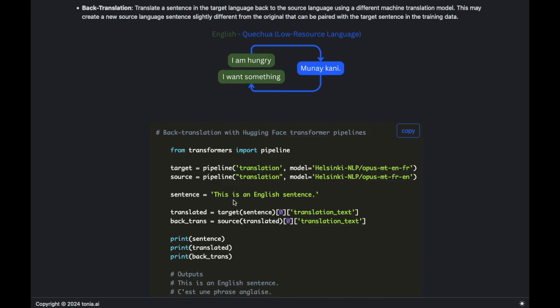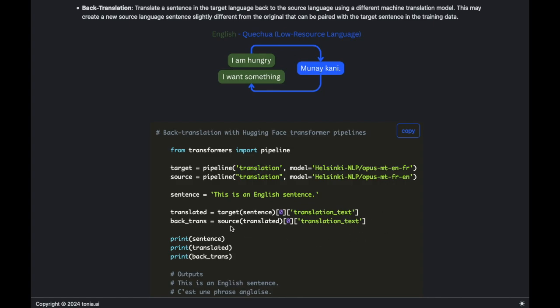So I start with a sentence in English. In this case, this is an English sentence, is the sentence I chose. And then using the Hugging Face pipeline, which I've set up for each of the target and source languages, I can perform an initial translation, so that is going in the first direction, and then the back translation using the second model. So in the first case, I'm using the English to French model to translate my target sentence into its French equivalent.